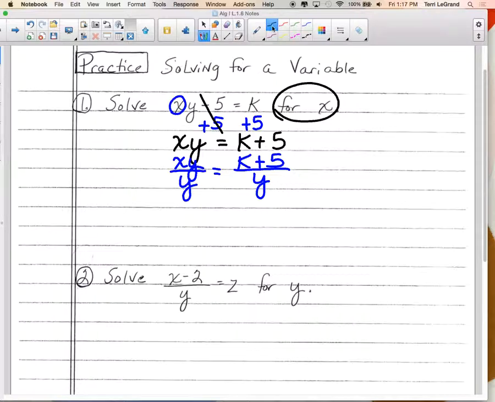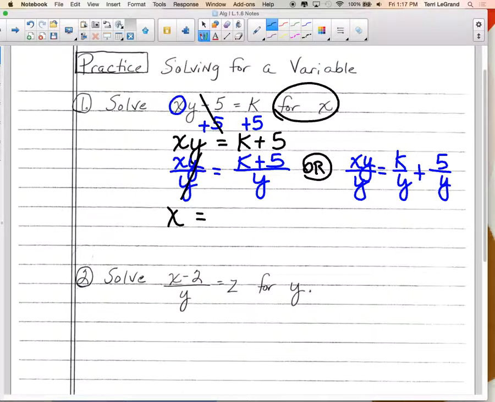Or, remember, Connor in fact said it this way. He says divide everything by y. So xy divided by y, k divided by y, 5 divided by y. You have that option. Either divide the whole side by y, or if there's addition or subtraction, give each term their own division. Either way, what happens here is these y's cancel, because it's multiplication. We end up with x.